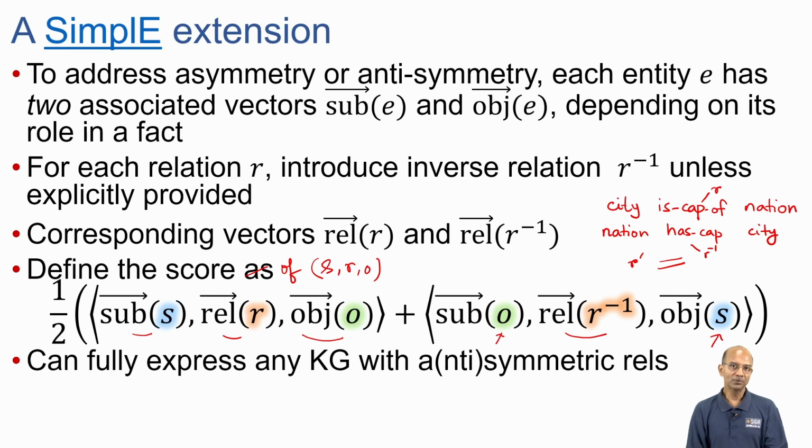It is possible to convince ourselves that this formulation can fully express any knowledge graph which may have symmetric relations, asymmetric relations, and antisymmetric relations in the same knowledge graph. So, by choosing suitable forms and formats of subject and relation and object vectors, I can always represent this KG provided D is large enough.